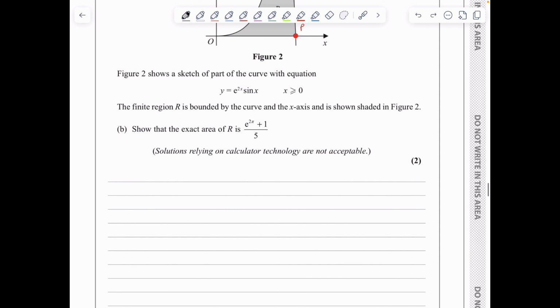Obviously, since this is a cut on the x-axis, we know that at P, y is equal to 0, which means we're looking at e to the 2x sine x is equal to 0. Now, e to the 2x is never 0, so we need sine x to be 0. So sine x is equal to 0 is the equation we need to solve, and we know that the sine wave is 0 at 0 and every pi, so x could be 0, pi, 2 pi, and so on.